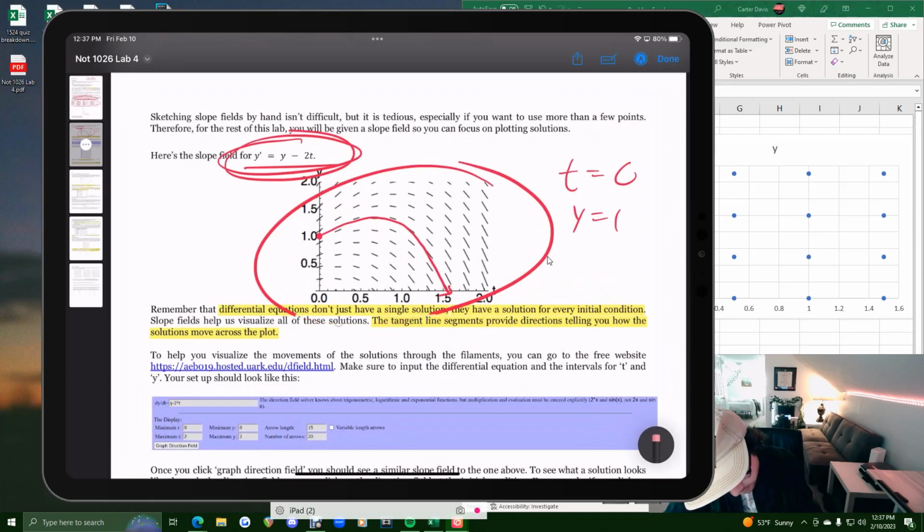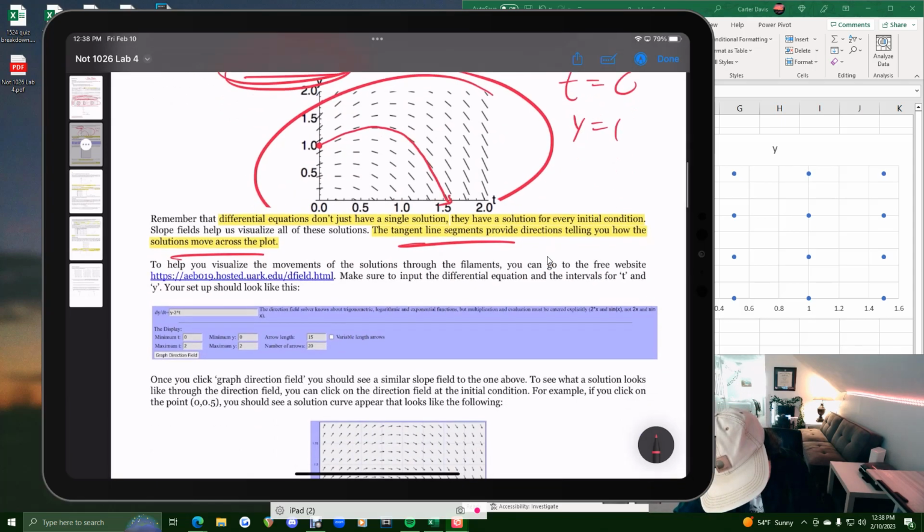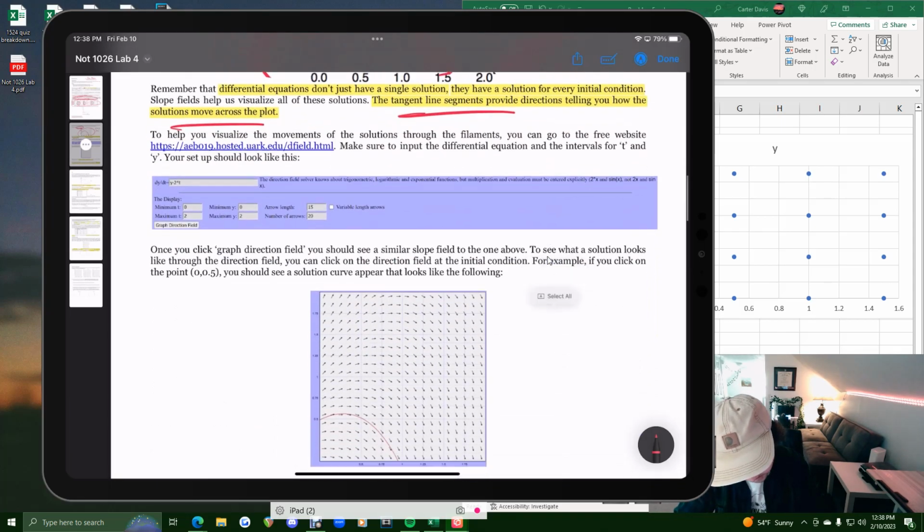So let's see if we can get rid of this so you can read. What do we have? The tangent line segments provide directions telling you how the solutions move across the plot. So again, they're just saying the slope lines, the line segments, tell you how the solution moves. All right, let me stop talking myself into a hole.